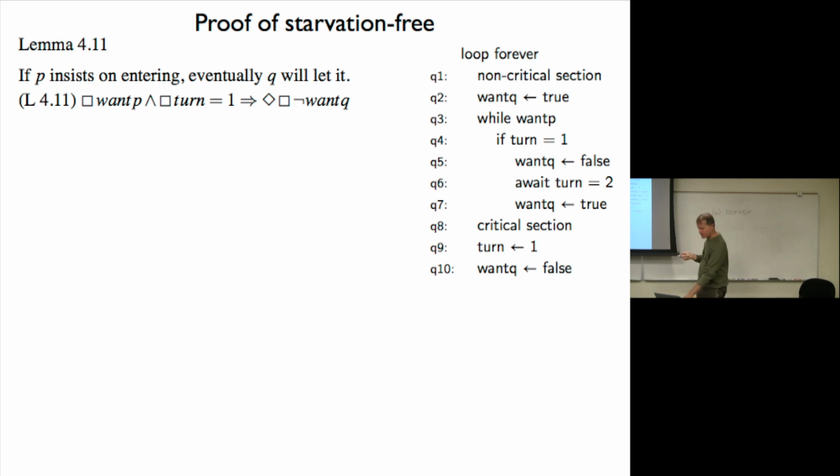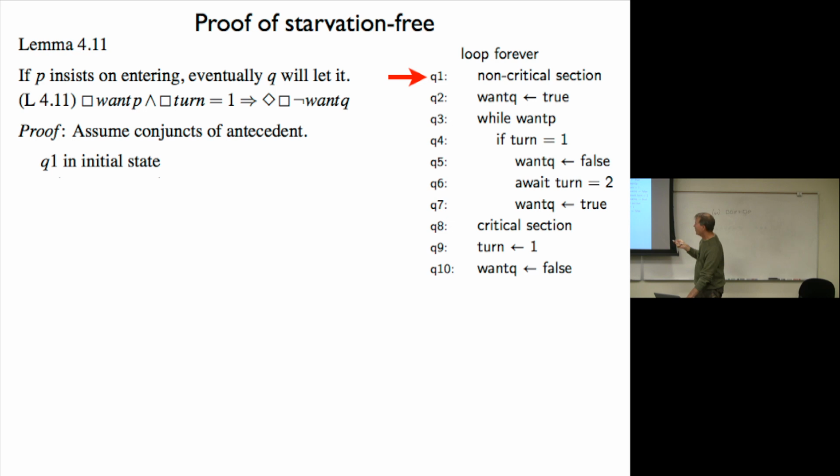So what do we start with? Tell me, what's going to be written down next? Eventually always not want Q. Yeah, I was going to say the same thing. Eventually always not want Q. All right. So anyway, we're going to start with Q1 in the initial state. And that implies, well, I think we'll see as we progress.